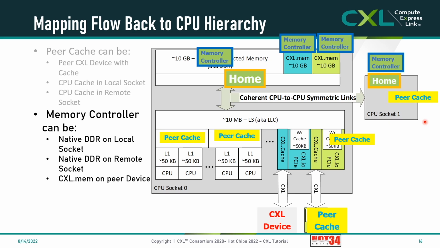Now, whereas the home agent, the final home agent, could be in the local socket where it's representing memory. That could be DDR or CXL mem, which is the protocol we'll talk about later. Could be in a pure CPU socket that the final home is for a given host physical address, either location.